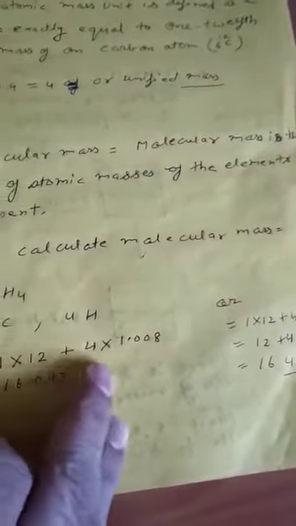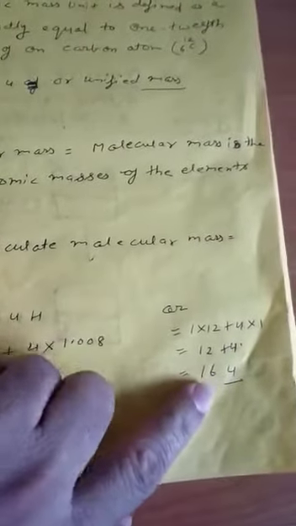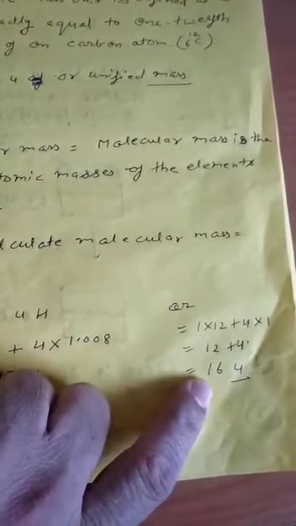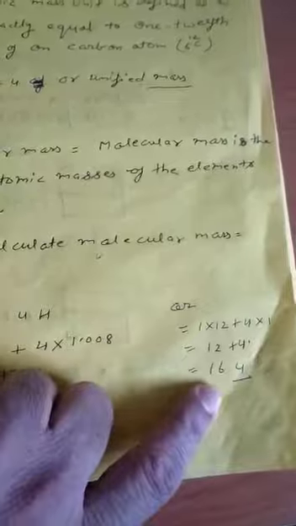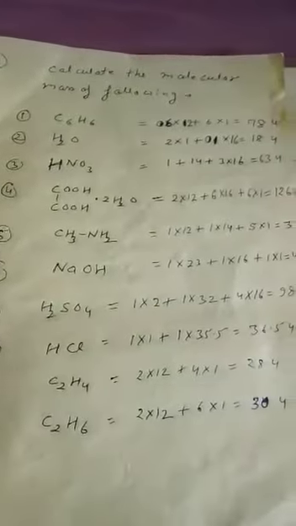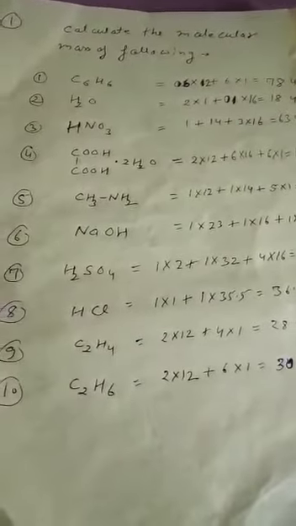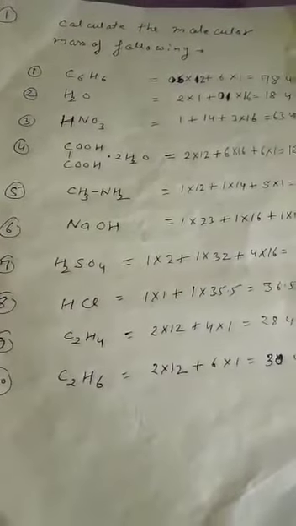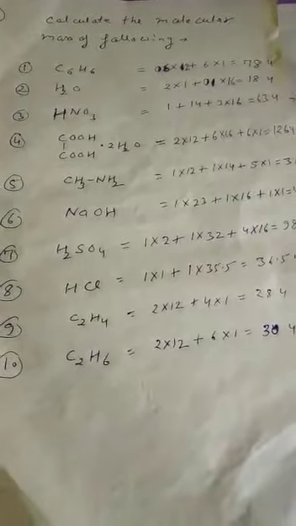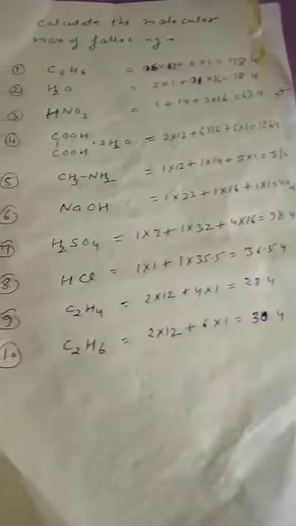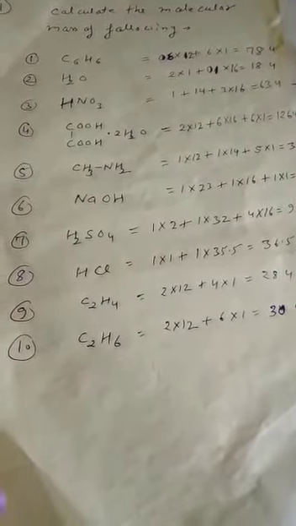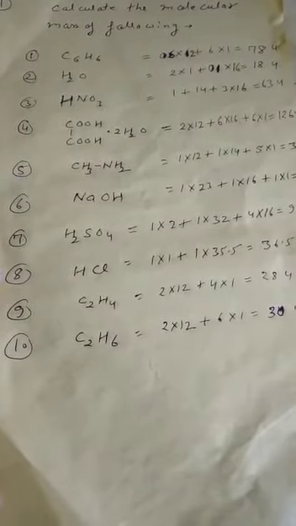Alternatively, we can take the mass of a hydrogen atom as 1 AMU. So we get 16 unified mass or 16 AMU. Now I have different examples for you. You can see here we have different molecules. You can calculate the molecular mass of these molecules as I explained to you.